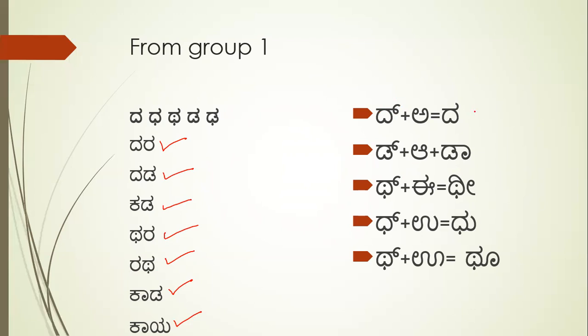And for example, I have taken the previous vowels and combined them here with the. So here if you see, half the plus a is equal to the. Half the plus a is equal to da. Half the plus e is equal to thi. Half the plus u is equal to du. Half the plus big u is equal to thu. Okay, so try with other letters and the combination should be like this.